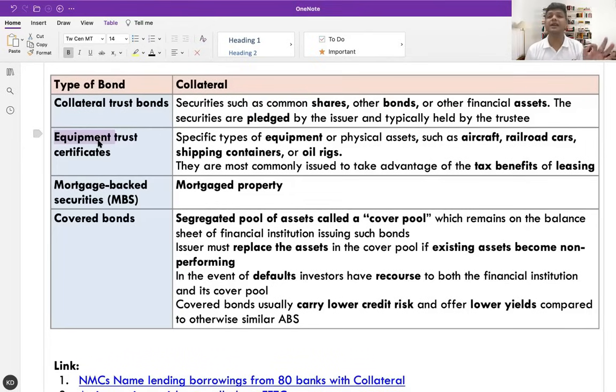Then you have equipment trust certificates. These are generally used by companies which use heavy equipment, for example, companies which use aircraft. For these airline companies, they keep the aeroplanes as a security against which they get loans, right?